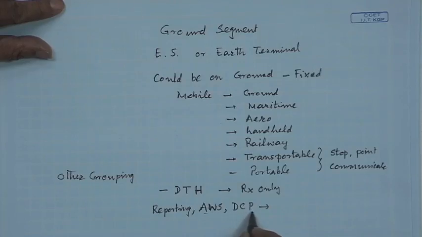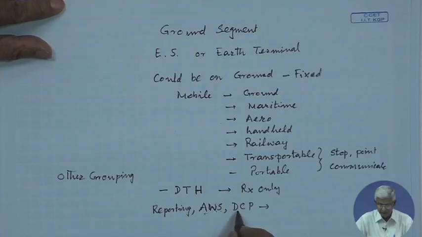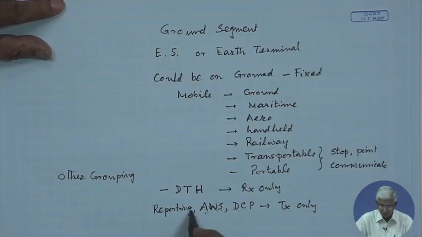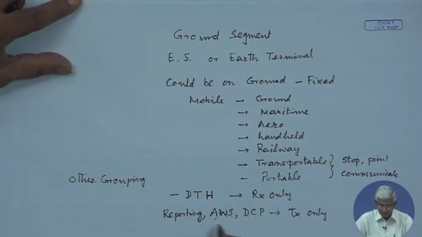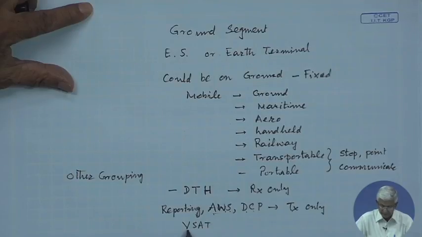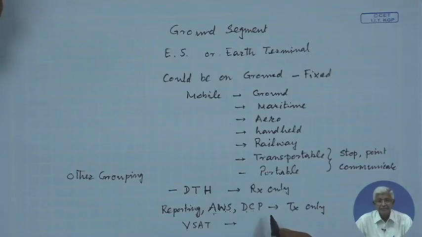So, these terminals are AWS or data collection platforms, automatic weather station or data collection platform. It is one way, transmit only, some form of reporting the data. And generally other things there, that is our VSAT, very small aperture terminal, which is there in our ATMs, bank ATMs, I have mentioned earlier.